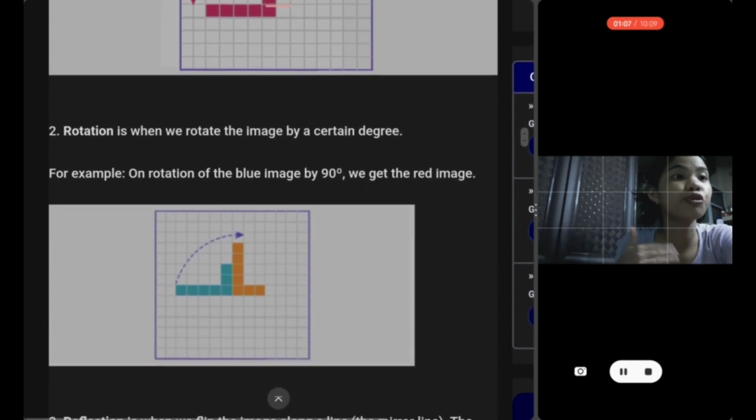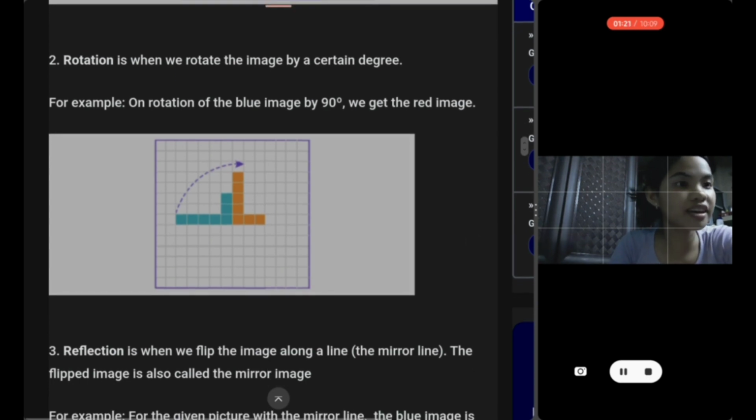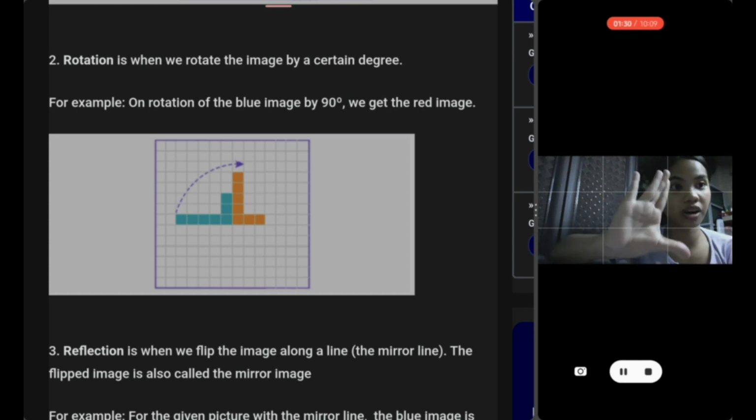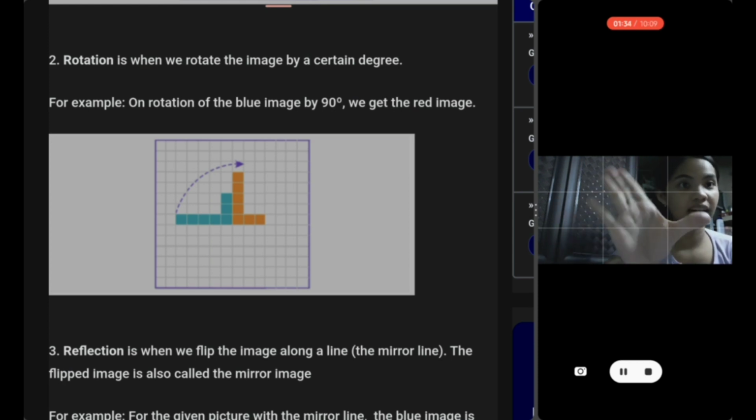Next is the rotation. It is when we rotate the image by a certain degree. For example, on rotation of the blue image by 90 degrees, we get the red image. As you can see here, when the blue image rotates by 90 degrees, the shape forms like that.